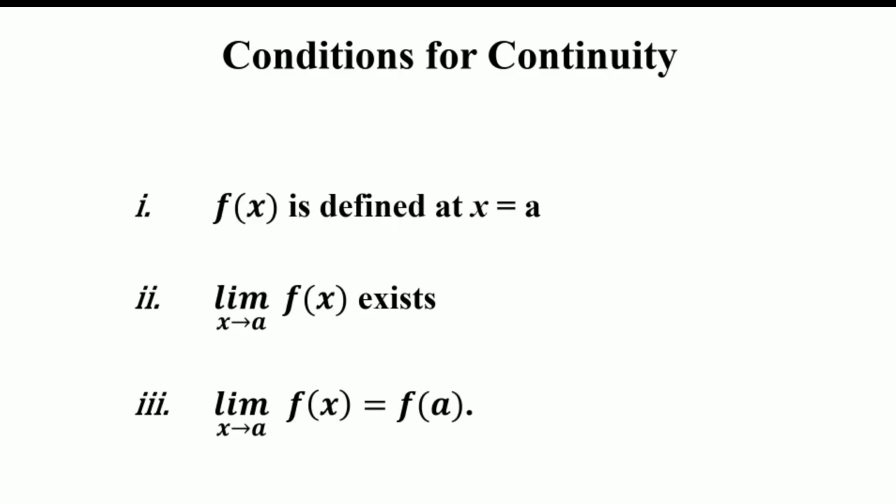In general, a function f(x) is said to be continuous at x equal to a if, first, f(x) is defined at x equal to a. Secondly, the limit of f(x) exists, that is, the right hand limit is equal to the left hand limit. Then the limit of f(x) is equal to f(a). If any one of the above three conditions is not satisfied, then the function is said to be discontinuous. That is, a function is said to be continuous at a if the limit of f(x) as x approaches a exists and it is equal to f(a).